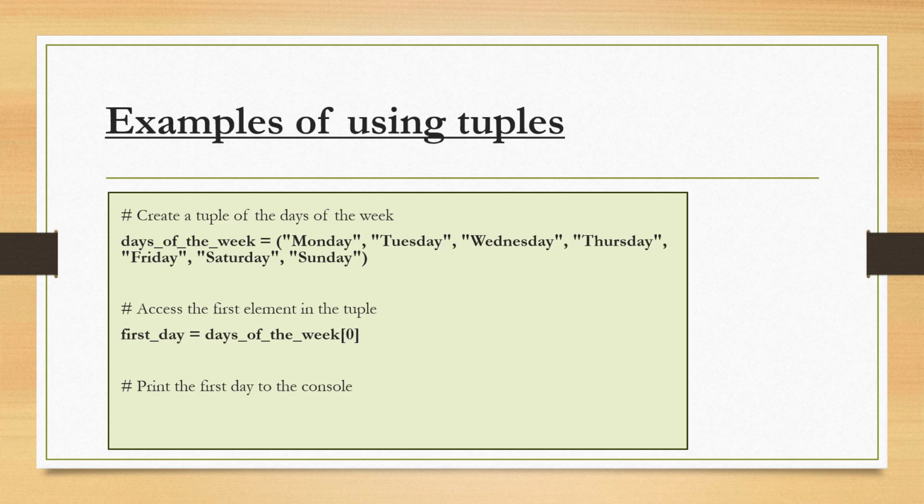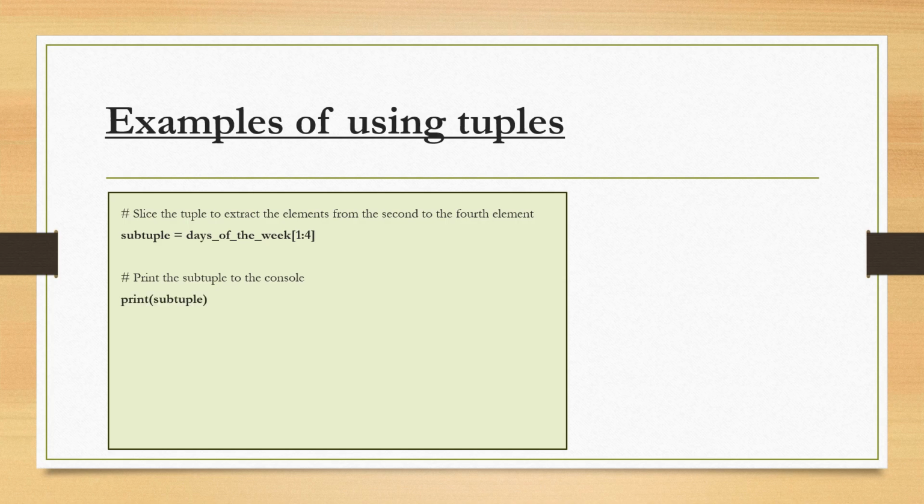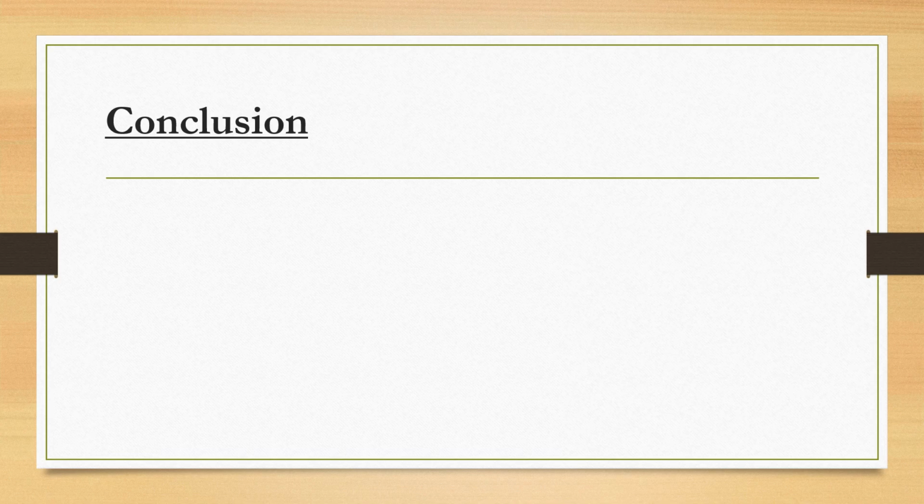Print the first day to the console. So we can print the first day. We have printed the first day. Now slice the tuple to extract elements from second to fourth. We can use similar syntax like we have seen already. Print the subtuple. When we have to count the number of occurrences of the day Friday, we can use this method: days_of_the_week.count('Friday'). It will count how many times Friday occurs. We can print it in the console by using a print statement. So this is very simple and similar to a list.